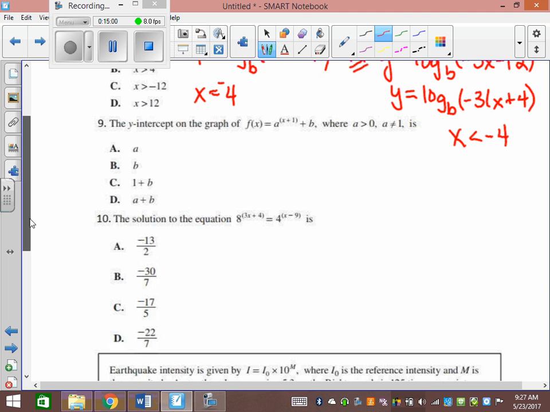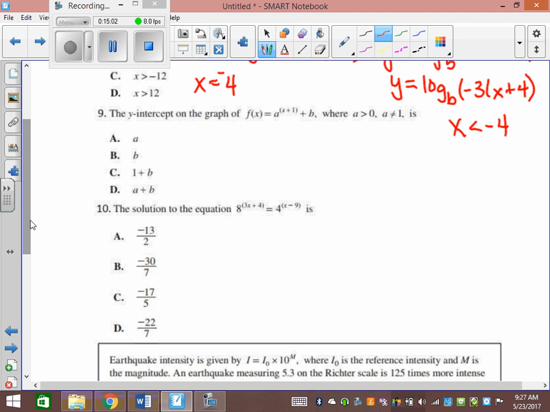This one, the y-intercept. The moment you hear y-intercept on the test, you should always think x equals 0. You should dream about it. It's that important. So f of 0 is what we're finding. a to the 0 plus 1, plus b. So it's going to be a to the 1 plus b, or a plus b. That easy.